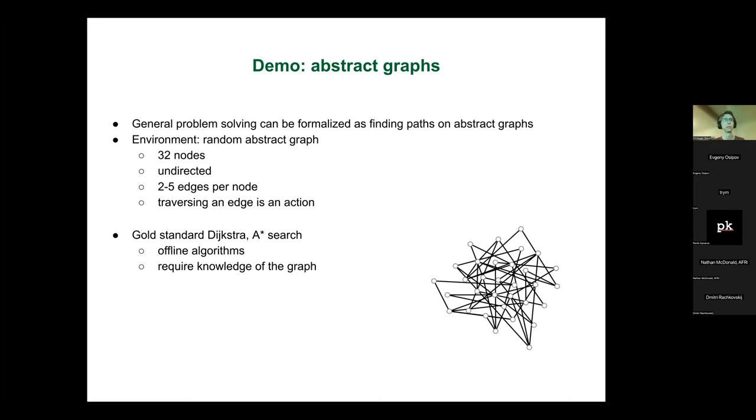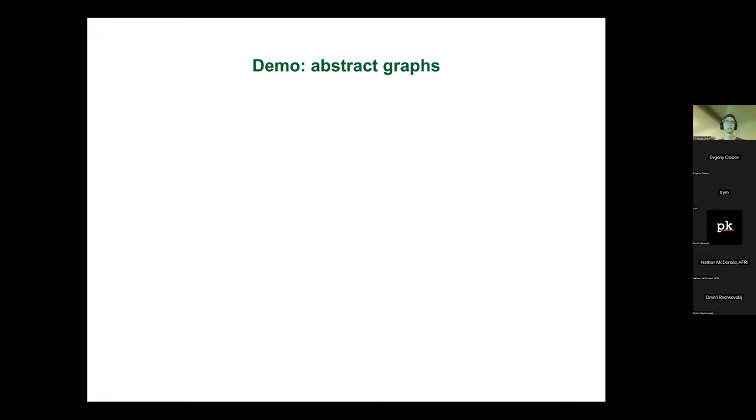And the CML, on the other hand, is online in the sense that selecting an action always takes a constant time, no matter how far away the target is. And also, it just requires experienced trajectories of the graph. So if you just have some random walks on the graph, the CML can build its own internal structure of it and use that for planning. So yeah, our CML learns from random walks here. There were 200 trajectories of length 32.